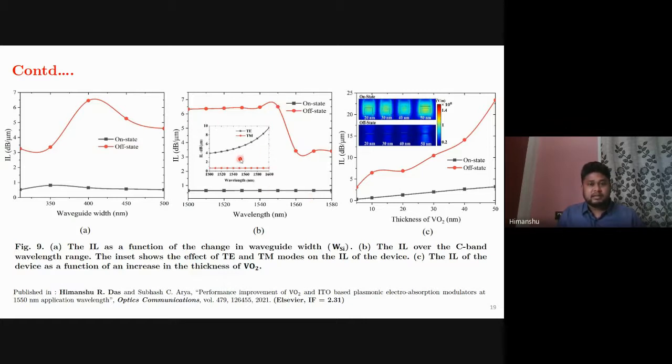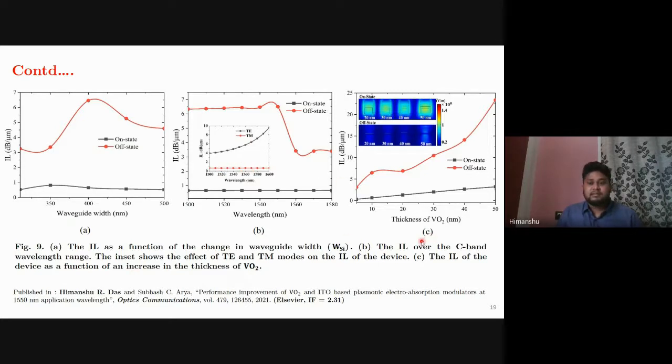Also here the inset shows the TE and TM mode over the entire wavelength range for on-state. Here we can see that this black color line is the TE mode. It is maximum as compared to TM mode, and in TM mode it is very minimal. So at the on-state, we want our device to absorb less amount of light, which is shown by the TM mode, which is absorbing very less amount of light. But in case of TE mode, the absorption is much higher. Therefore, we go for TM mode light propagation.